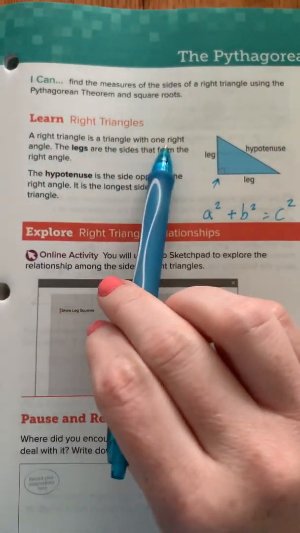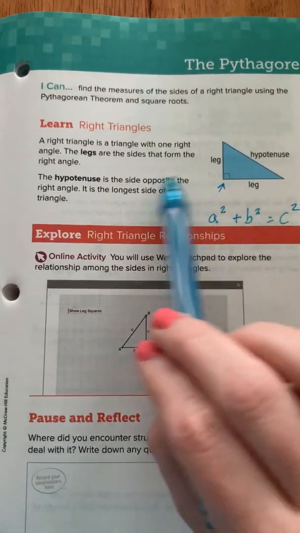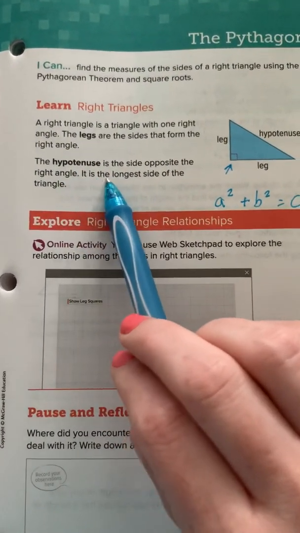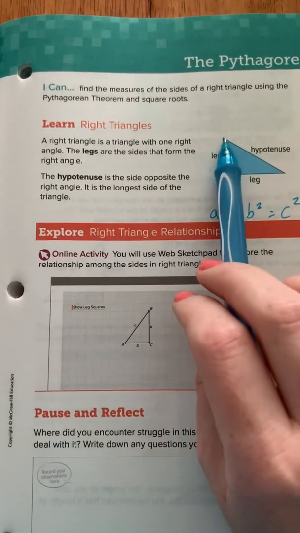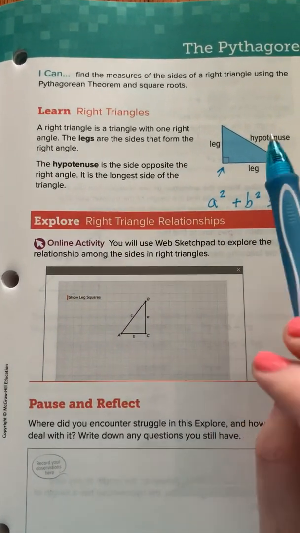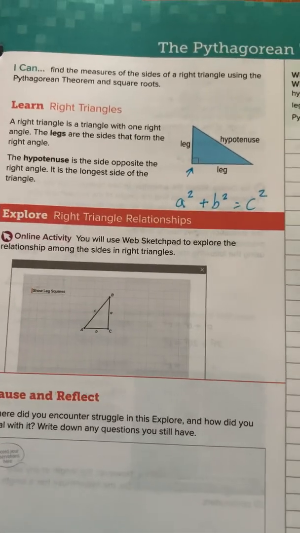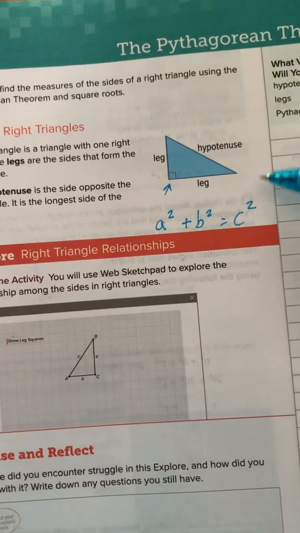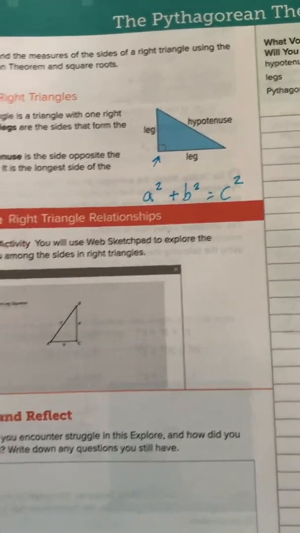A right triangle has one right angle at 90 degrees. The legs are the sides that form that right angle. The hypotenuse is the side opposite, and it's the longest. That's an easy way to check to see if you got something right. So squaring means you're doing squares, and then we'll be doing square roots, right?